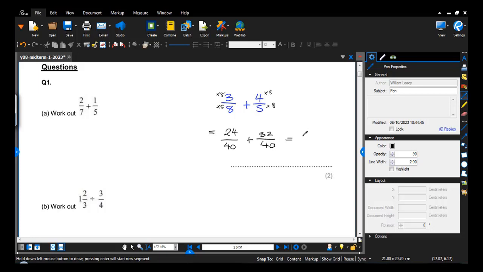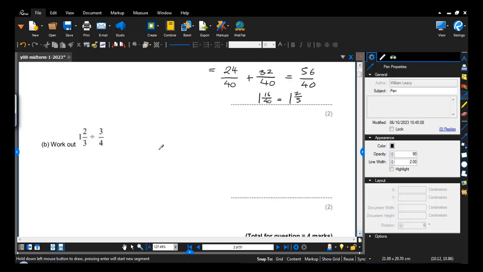You add them together and you get 56 over 40. So you could leave it as that, or you could call it 1 and 16 over 40, and if you want to simplify that, that's 1 and 2 over 5. Now you can do that on a calculator. This is a 2-mark question, so I would show my working.